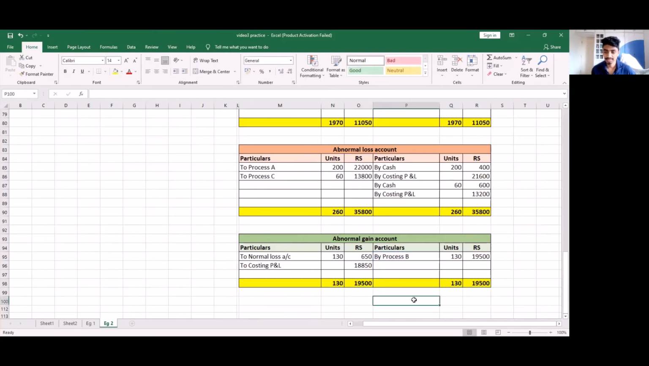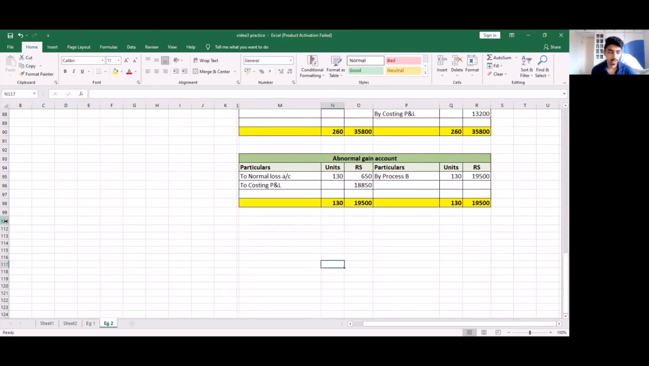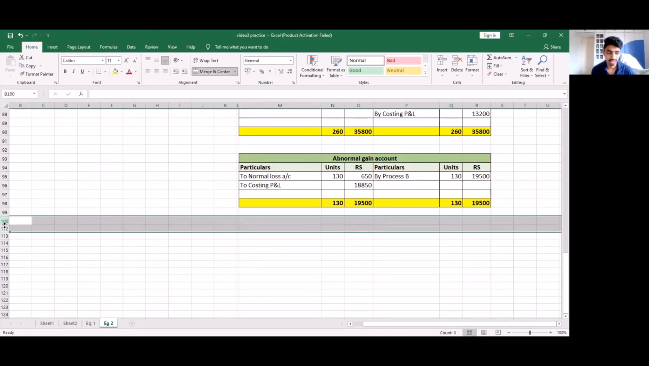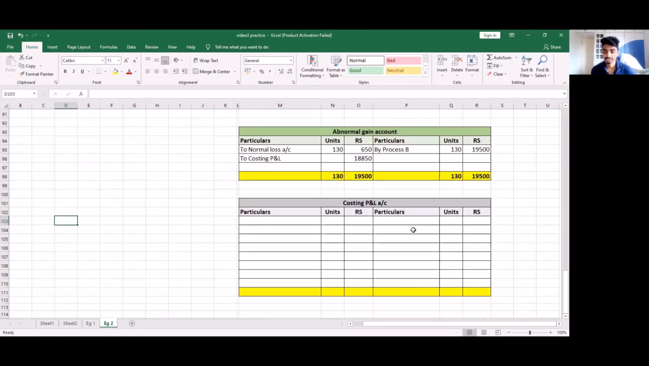And yes, it tallies. Now let's move on to our final account, which is the costing profit and loss account. The format for costing P&L account is particulars, units, rupees, particulars, units, rupees. So the format is going to be easy to remember because this is going to be the same for our process account, normal loss account, abnormal gain account, and costing profit and loss account.